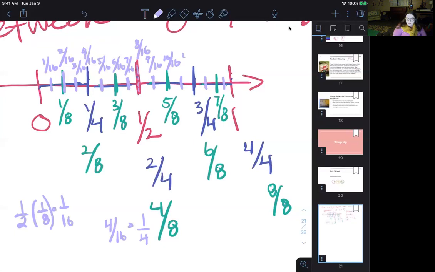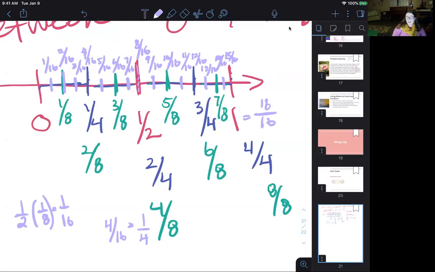What was I on? 10, 11/16, 12/16, 13/16, 14/16. It's really crowded, and 15/16. And then 1 whole is equal to 16/16. So it depends on how many sections you have.